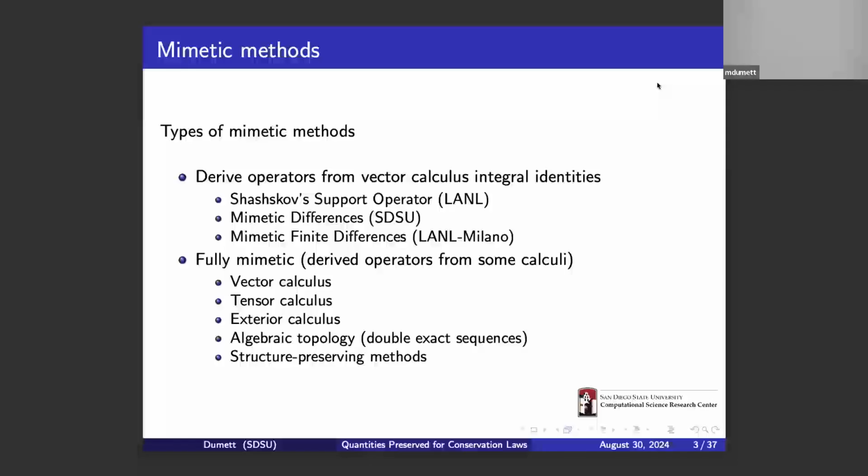And so you can see there are two types of methods. The ones that derive, what they do is try to approximate some integral theorem from vector calculus. For instance, they want to approximate with high order of accuracy, let's say, the Gaussian divergence theorem, and from there they derive all the operators. There are other, more recent methods that try to replicate vector calculus, then tensor calculus, exterior calculus, any of these calculi, and from there they construct the operators.